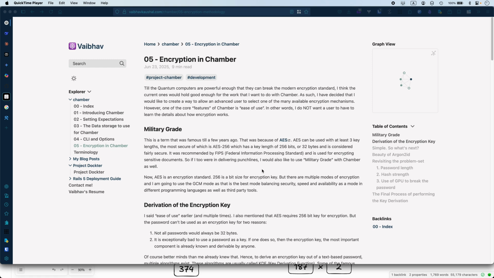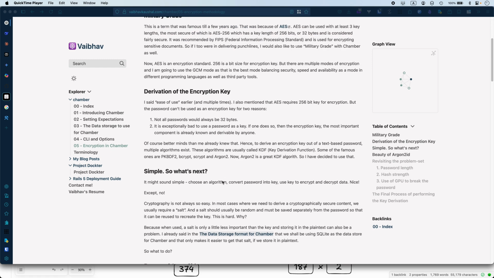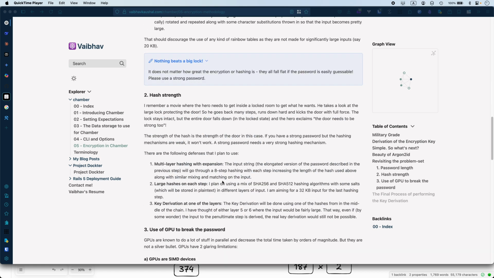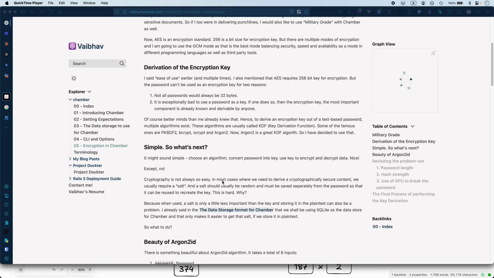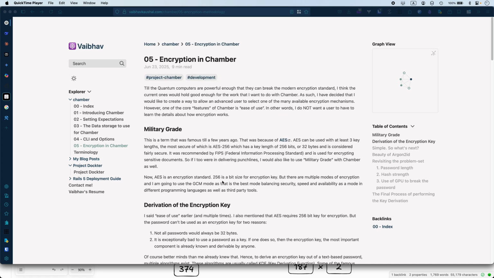And this is more or less the method I had thought of for performing encryption of data in Chamber, since we are talking about changing the Chamber project here. And I wrote it and I sent the link to a few of my friends, both online and offline.